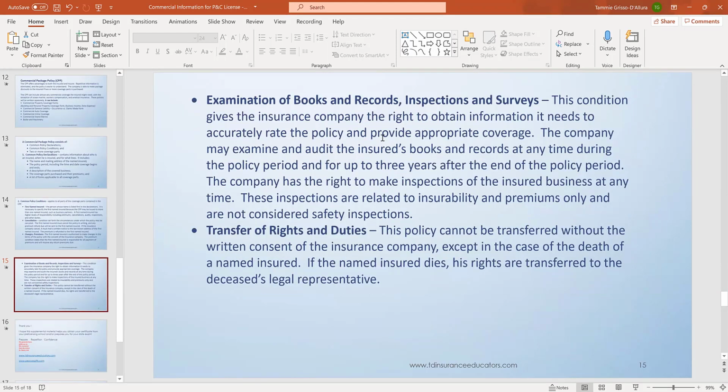Now, companies do have a right, and this is still under conditions, companies have the right to have these policies accurately rated. So they can audit the books at any time for up to 3 years to make sure that payrolls and sales are correct. They can also do inspections. They can go into premises and do inspections for their own reasons for insurability. It doesn't mean that they are safety inspections. In other words, they're not doing ocean inspections and things like that. You can't transfer your policy without the written consent of the insurance company, except in the case of the death of a named insured. So if the named insured dies, his rights are transferred to the deceased's legal representative. But if you sell your restaurant, you can't say, oh, I've got this great policy, do you want to just take my insurance policy? The company wants to underwrite them as well.